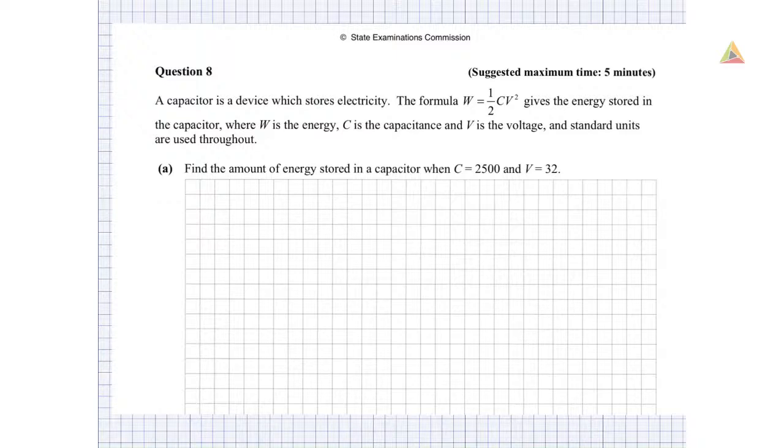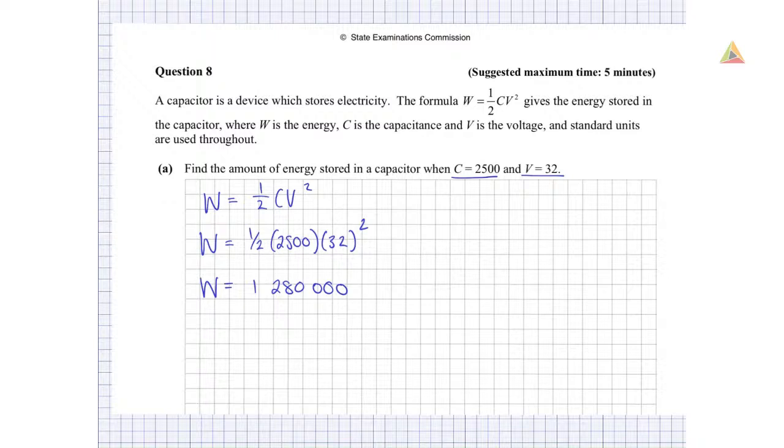So our formula is W is equal to a half CV squared. We are given values for C and we're given values for V, so we're just going to plug them in. So W is equal to a half C, which is 2500, and V is 32, and we're going to square that. So you literally plug that straight into the calculator and you're going to get 1,280,000.